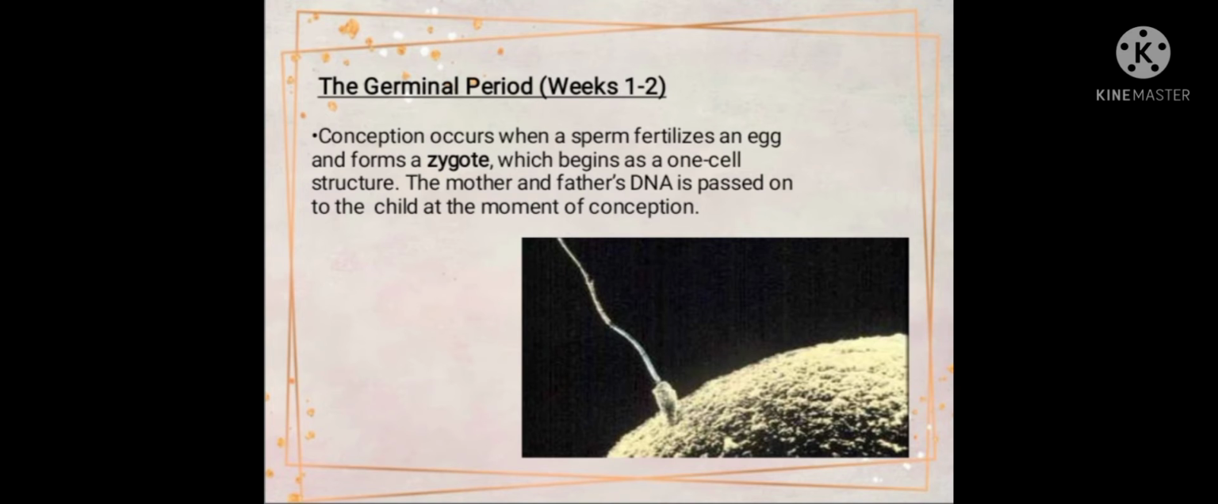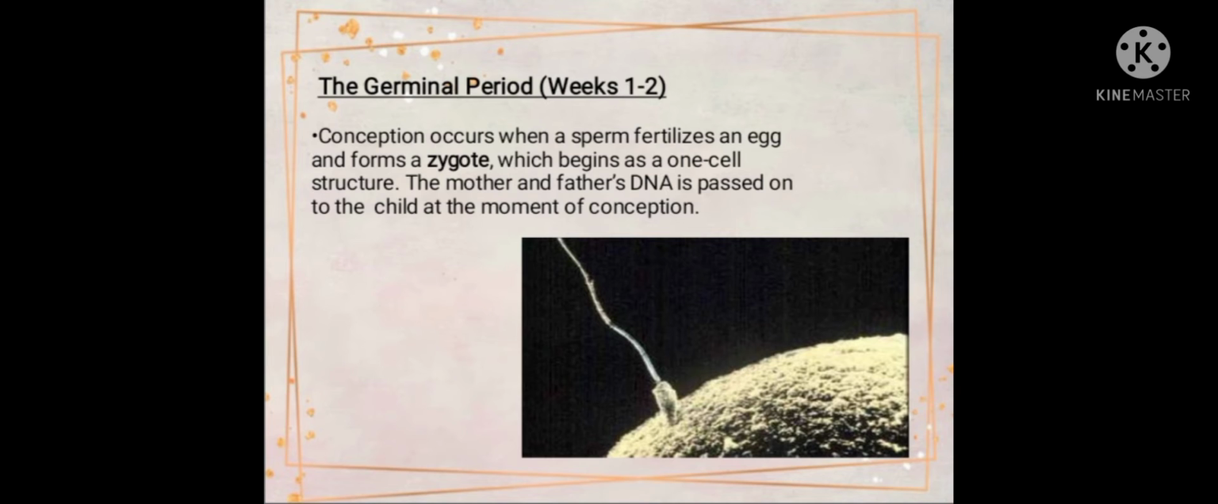The germinal period, weeks 1 and 2. Conception occurs when a sperm fertilizes an egg and forms a zygote, which begins as a one-cell structure. The mother and father's DNA is passed on to the child at the moment of conception, the union of a male sperm and female egg cell to form a new organism. So what happens basically? Conception and implantation of the fertilized egg into the uterus.